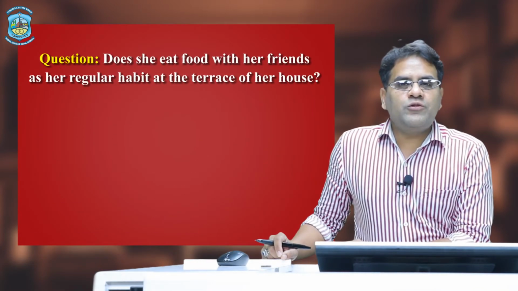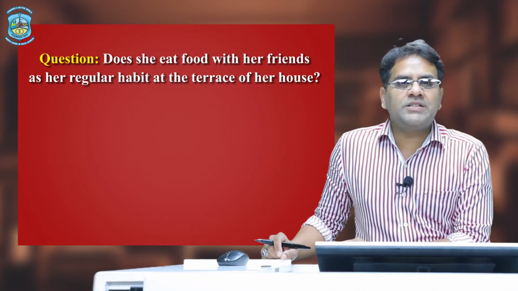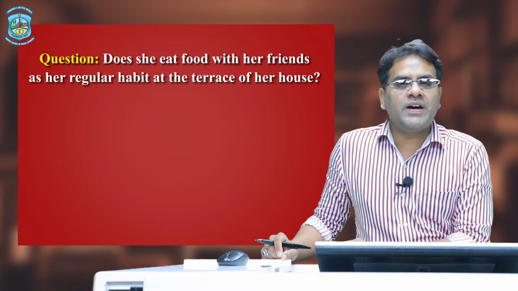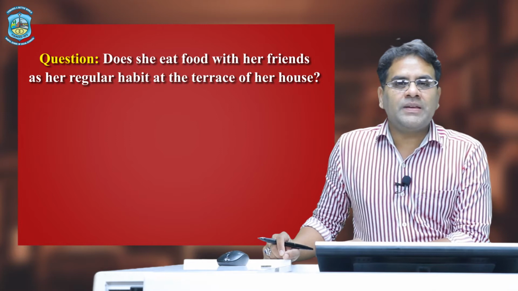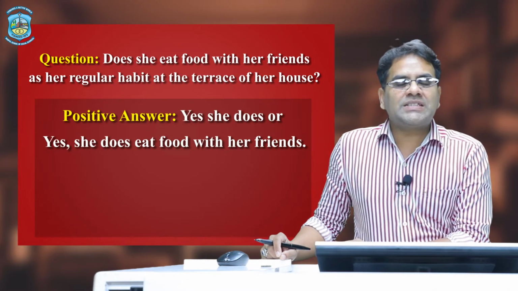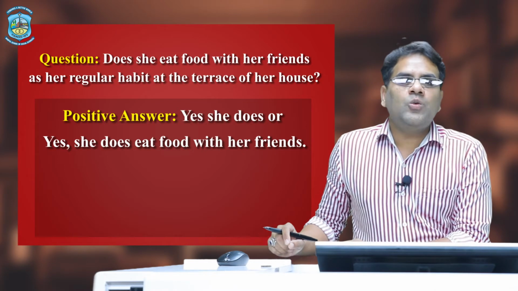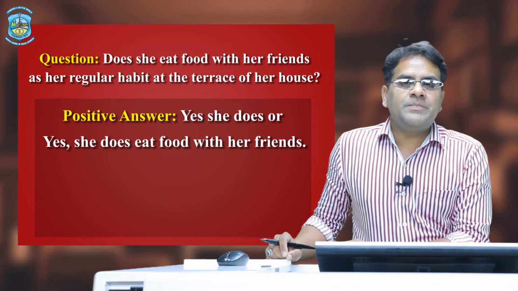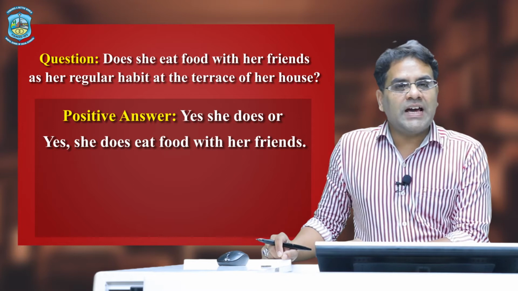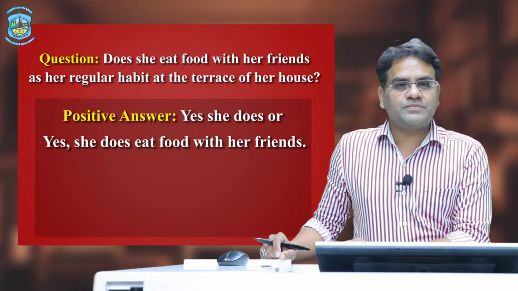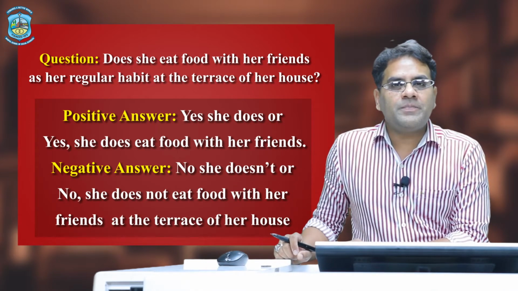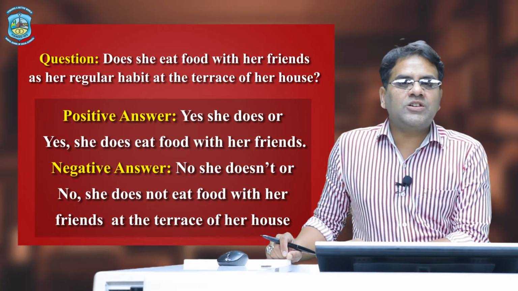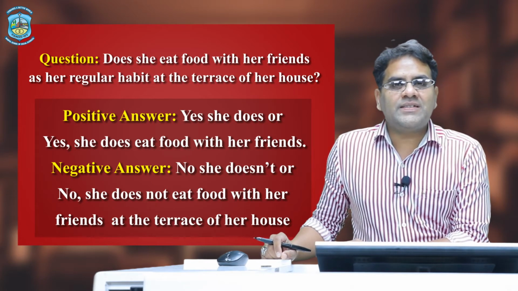Look at this question statement. Does she eat food with her friends as a regular habit at the terrace of her house? The positive answer is, well, we can give a very miniature version of the answer, so it will be a three-word answer: Yes, she does. Or we can speak out the lengthy statement: Yes, she does eat food with her friends. What should be the negative answer? No, she does not. Or, no, she does not eat food with her friends at the terrace of her house.